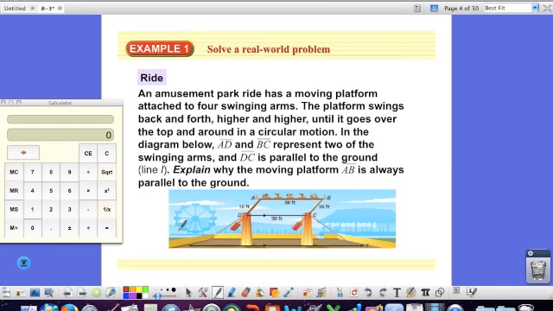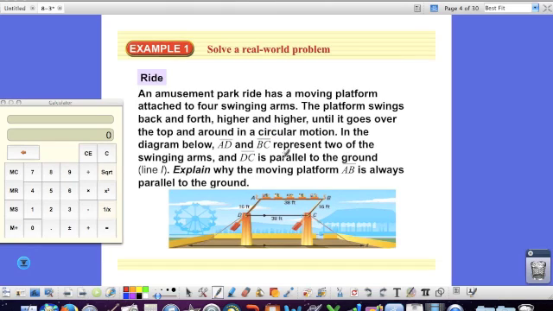An amusement park ride has a moving platform attached to 4 swing arms. The platform swings back and forth, higher and higher, until it goes over the top and around in a circular motion in the diagram below. AD and BC represent 2 of the swinging arms, and DC is parallel to the ground, which is line 1. Explain why the moving platform AB is always parallel to the ground.